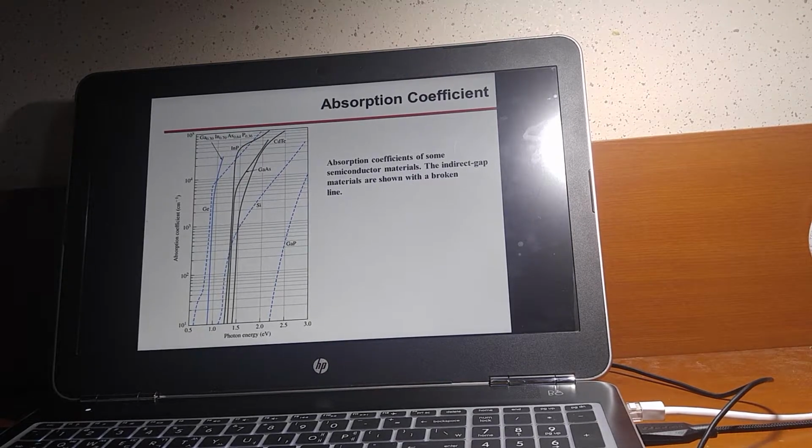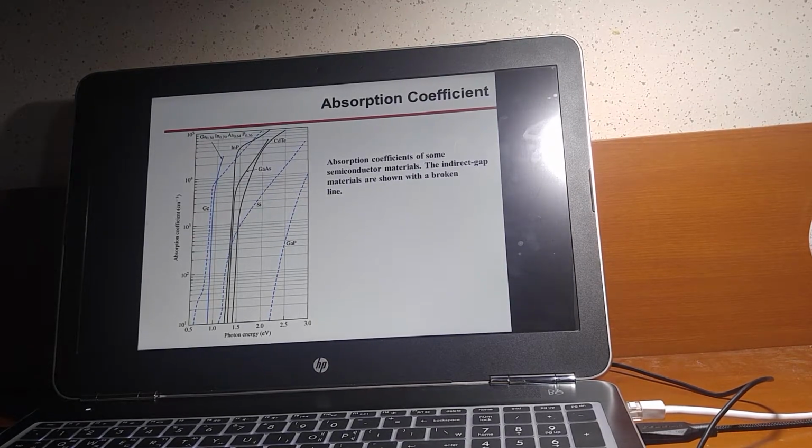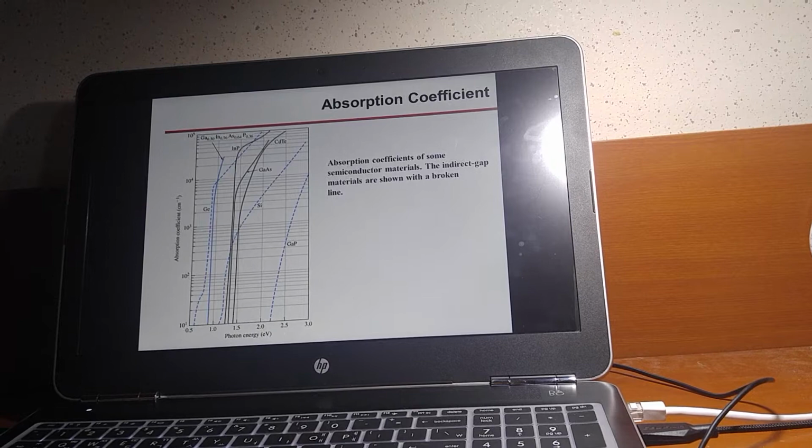And for this section, we have learned about the absorption coefficient. Absorption coefficients of some semiconductor materials, the indirect gap materials, are shown with a broken line. And if the direct materials are getting larger, the absorption will be efficient. Some could also be called a good device, but it is very, very expensive. So we use this device in industrial space or military.